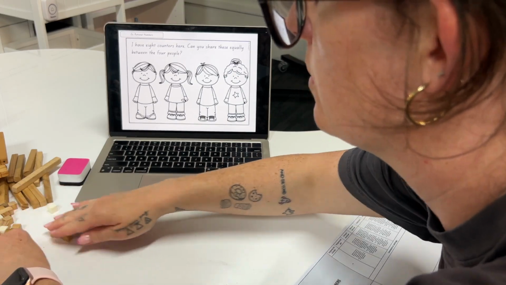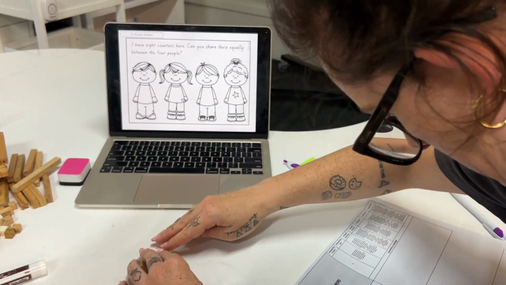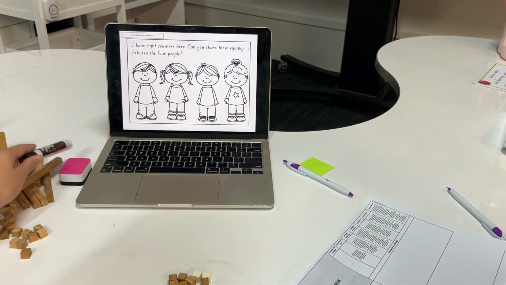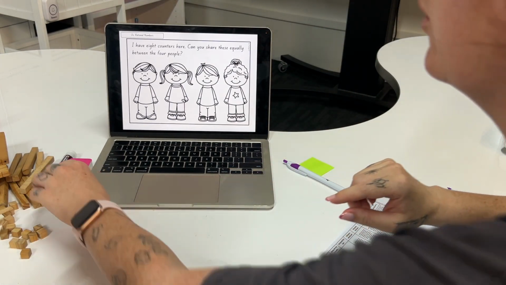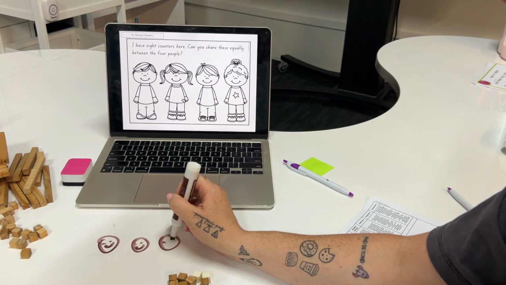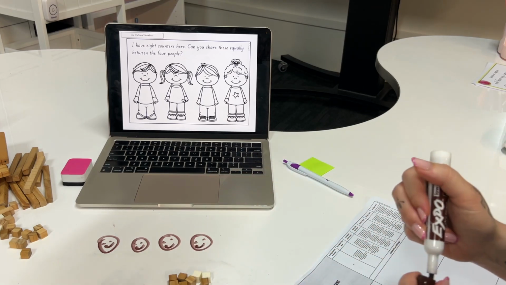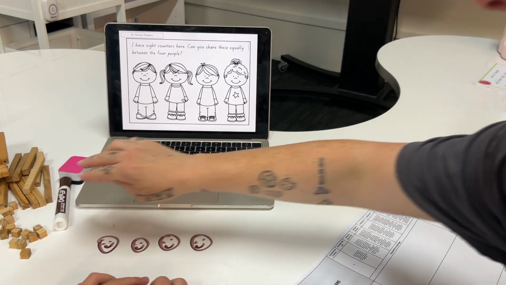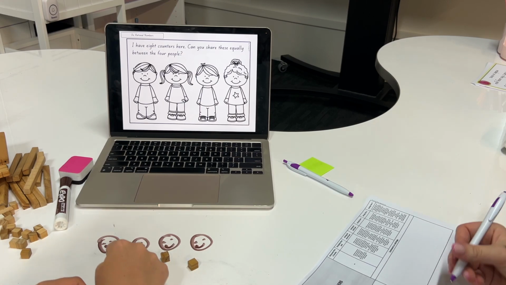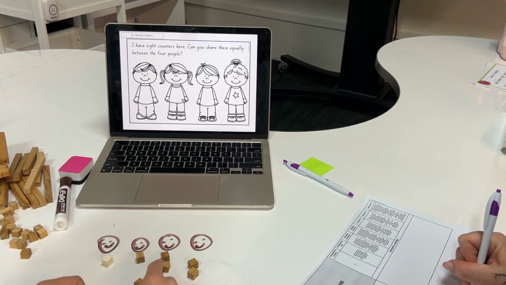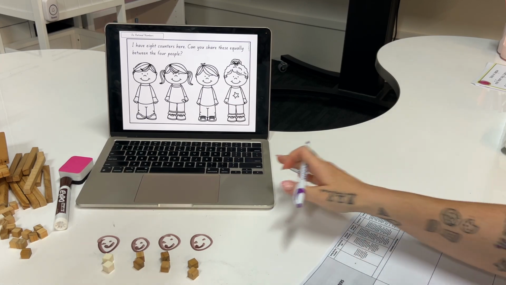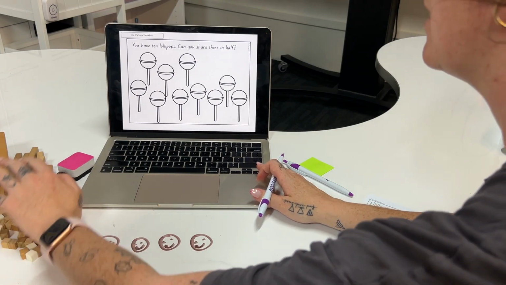Cool. Right, I've got 8 counters for you here. So we're just going to use blocks, which we're lucky we've got here. How many do we need? Awesome, 8 here. And we're going to share them equally between the 4 people. So I'm going to draw our person 1 here, our person 2 here, our person 3 here, and our person 4 here. Can you share these between the 4 people, please? How much does each person have? 2.